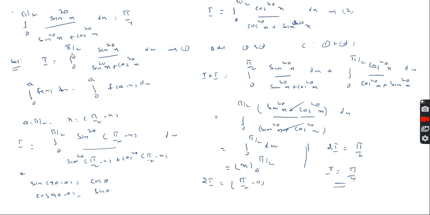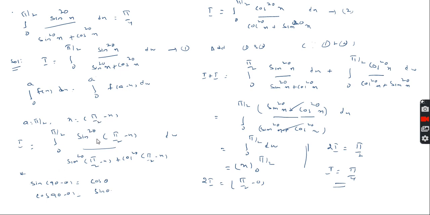What is the form? Here we are writing that the integral from 0 to a of f(x) dx can be written as the integral from 0 to a of f(a minus x) dx. And here what is a? A is nothing but pi by 2. We substitute x equal to a minus x, that is pi by 2 minus x.